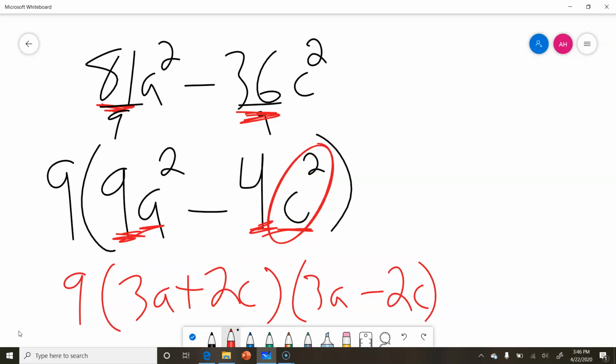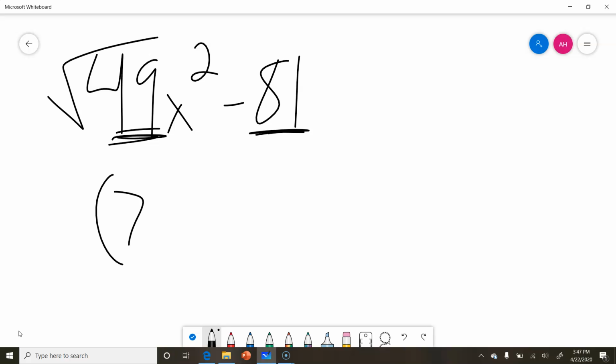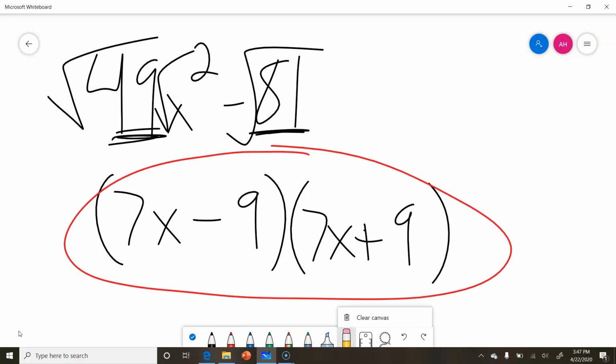Just for good measure, let's do one more, final one, so you get more used to it. Let's do 49 x squared minus 81. And when we look at this one, there's nothing they have in common, right? This is 7 times 7, and this is 9 times 9. So I'm just going to go straight into it. The square root of 49 is 7. The square root of x squared is x, so I get 7x, which means we have 7x and 7x. Then I take the square root of 81, and I get plus 9 and minus 9. Right? It doesn't matter which order those are in. That's your final answer.